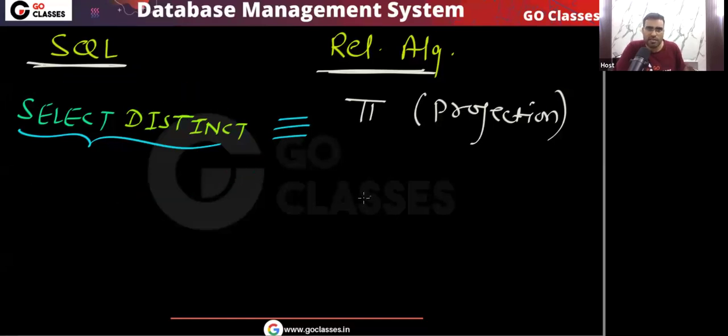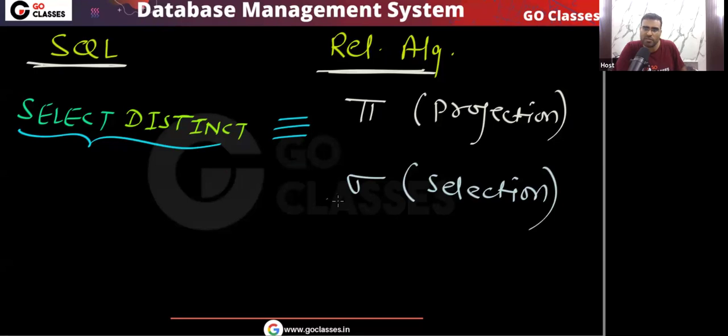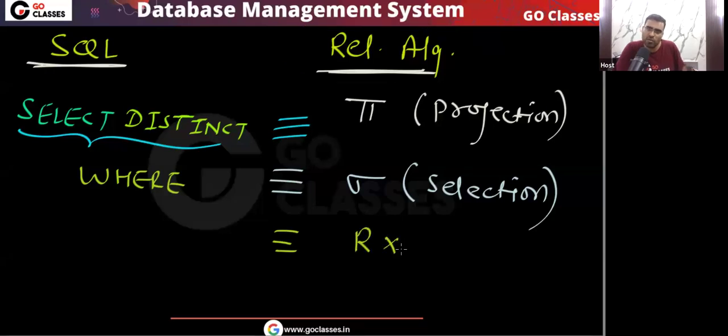Similarly, tell me the selection in relational algebra. We have the selection operation. We select, we filter the tuples. In SQL, which keyword do we use to filter the tuples? We use the where keyword. Similarly, in relational algebra, we have cross product, R cross S cross T. In SQL, which keyword do we use? We use the from keyword: from R, S, T. I hope this point is clear. So these are the differences between SQL and relational algebra.